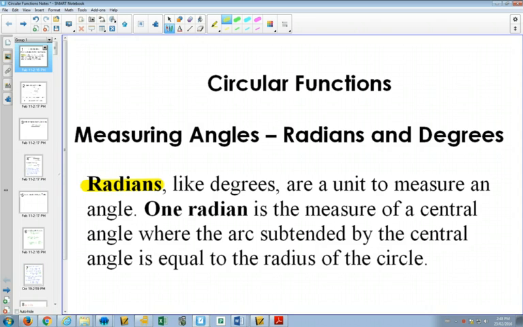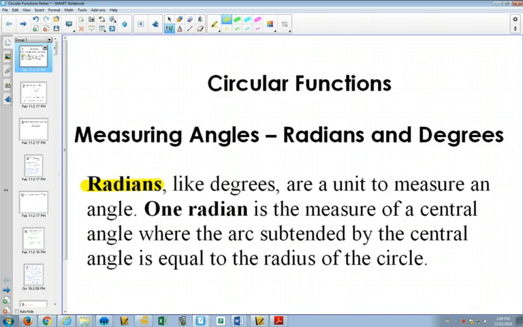Well, it all matters what kind of units we're using. Right? You were using feet and inches. You were using centimeters. So all of a sudden we're using different units. It means different things. So radians are just another way of measuring angles. We already know what degrees are.